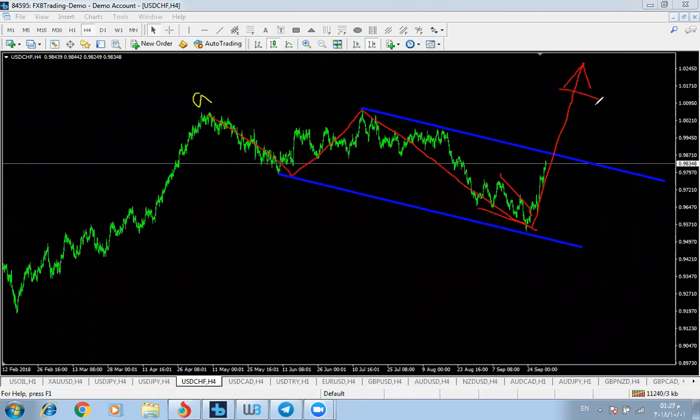It's the same as yen. We can enter buy whenever we see correction in 15 and 1 hour time frames. We can enter correction. The direction is very clear.